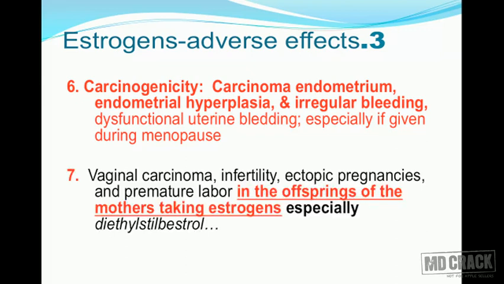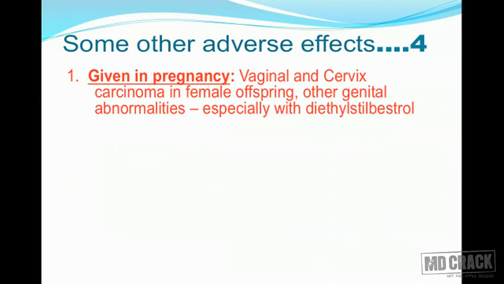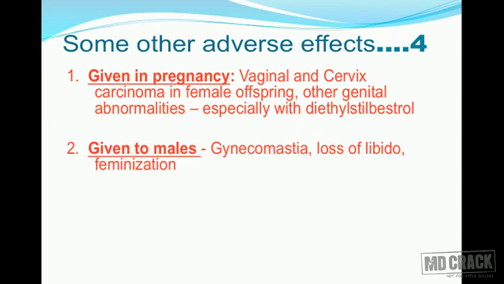during the menopause. And there's a rare adverse effect which is happening in the offsprings of the mothers taking estrogen, especially diethylstilbestrol, and it leads in the offsprings to vaginal carcinoma, infertility, ectopic pregnancies, and premature labor. Some other adverse effects include, if they are used during pregnancy, there could be vaginal and cervix carcinoma in the female offspring, as we just said, and other genital abnormalities, especially with diethylstilbestrol.